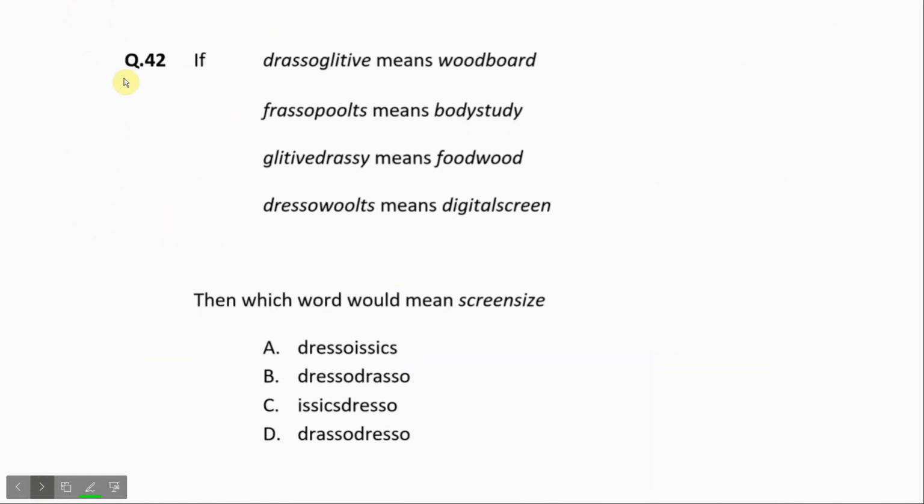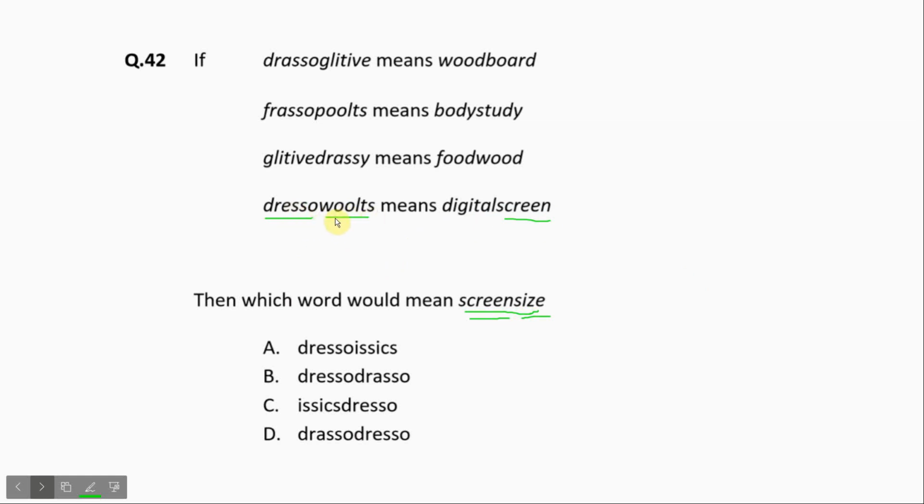So question number 42 from UCEED 2020. If draso glitif means wood boat, this means body study, then which word would mean screen size? Screen size. In the above words, I can clearly see screen written over here. Now screen either means draso or wools.